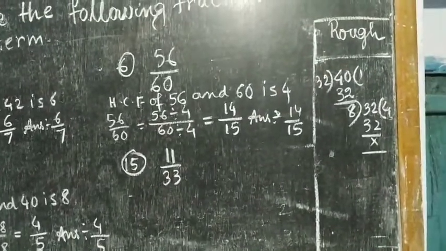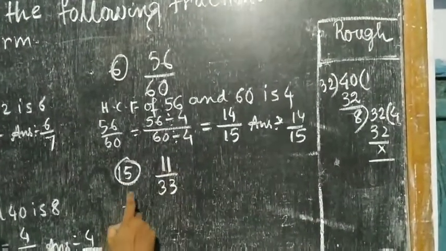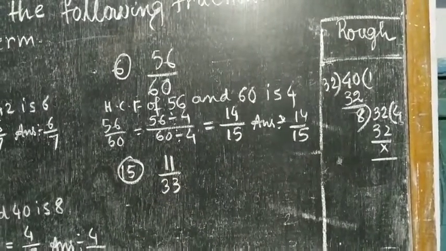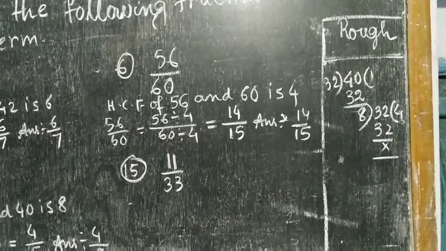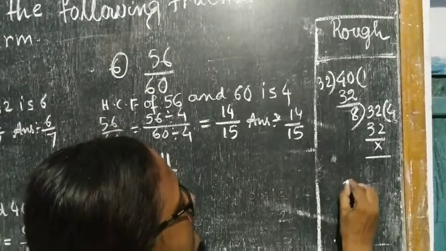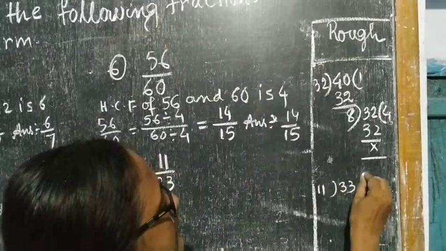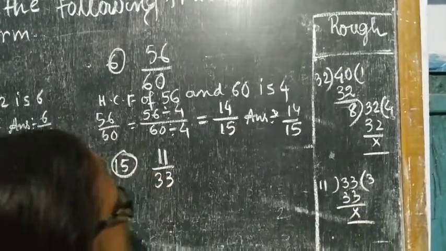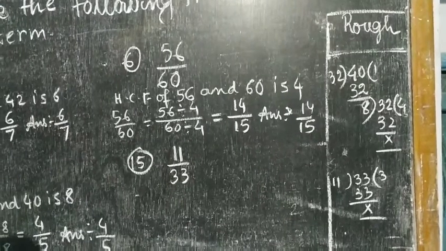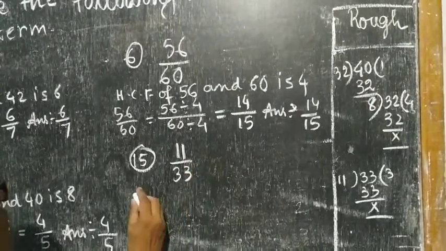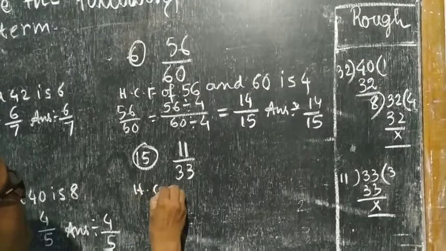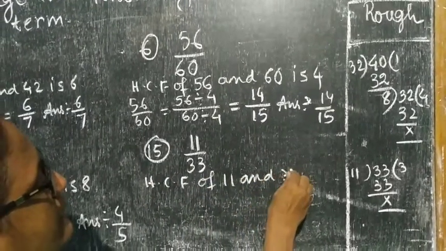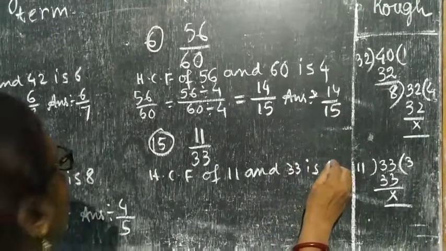Next children, that's sum number 15, 11 by 33. What is the HCF of 11 and 33? Which number is bigger? 33 is greater than 11. So divide 33 by 11. 11 threes are 33. So the HCF of 11 and 33 is 11.